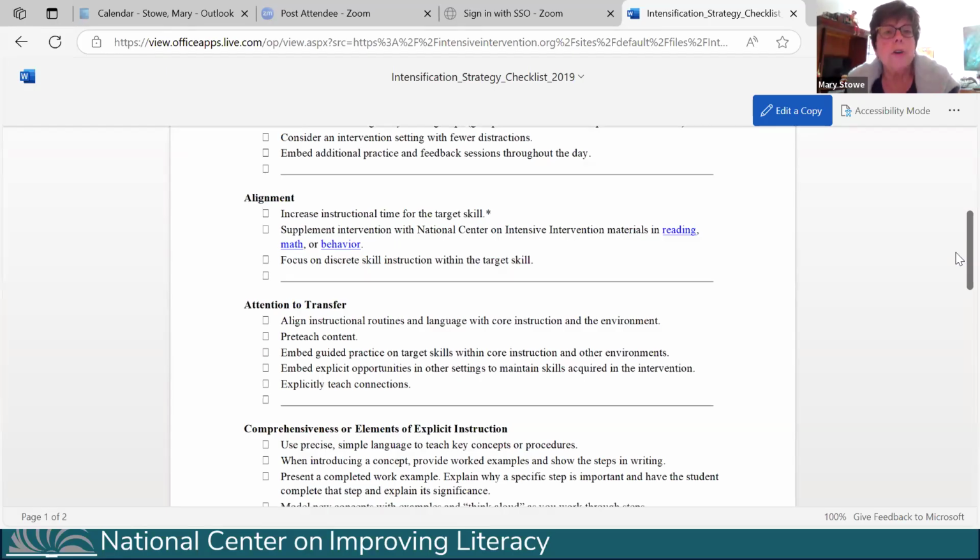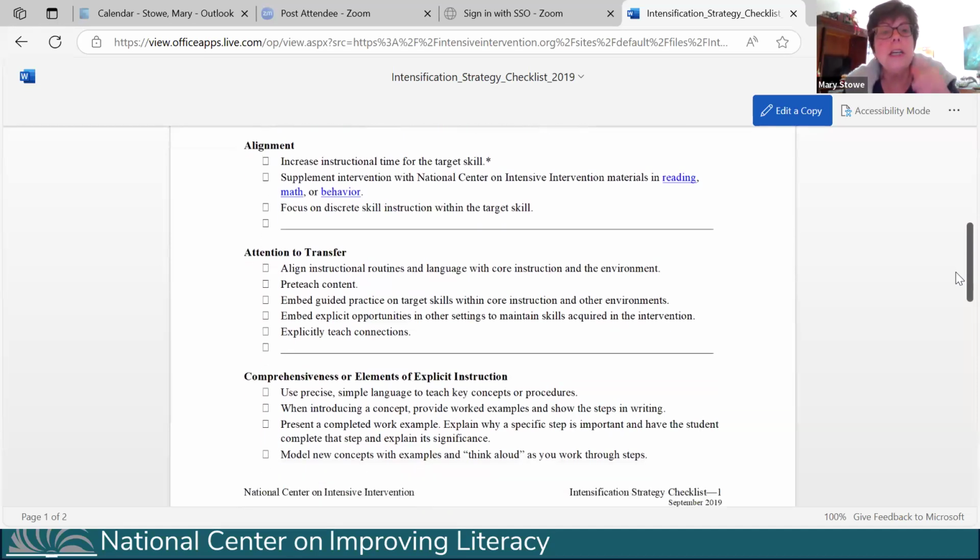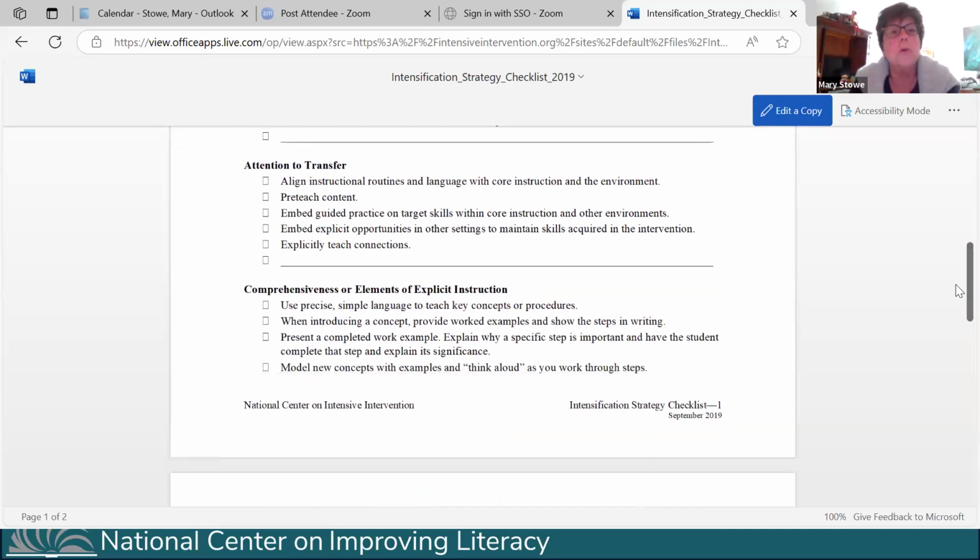But we need to focus on that discrete skill instruction that's within the target skill that we know we're working toward. We need to attend to transfer. So within the work that we're doing that's more intense, how will that skill transfer back in to the work that the student is doing at tier 1 and tier 2? Are we explicitly teaching those connections?